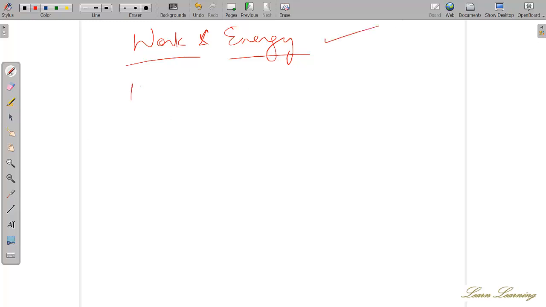So the first thing we'll see is what kinetic energy is. Kinetic energy is equal to half into m into v dot v. It is a dot product of velocity, and since the angle will always be equal to 0, it's going to be half mv square only. So this is the first thing you can mark in your book.